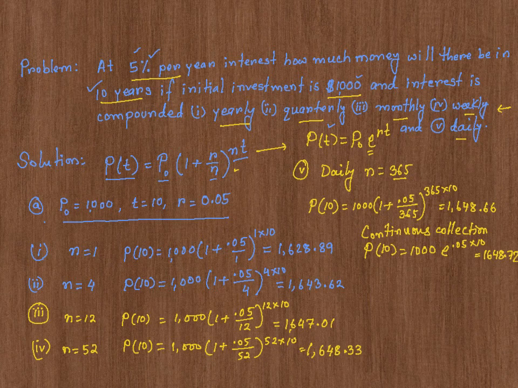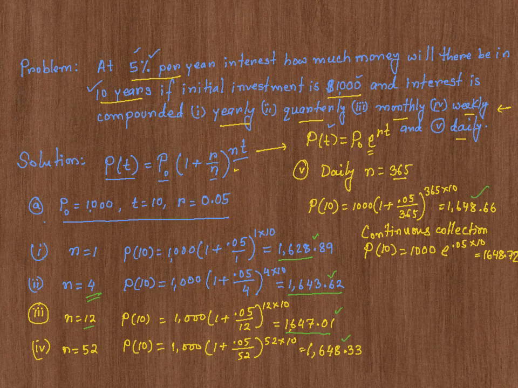Now let me go ahead and summarize everything and put things in perspective. If I collect interest yearly, after 10 years I should have 1628.89. If I collect more often, 4 times a year, quarterly, I get slightly more money, 1643.62. If I collect interest once a month, I get 1647.01. See, these numbers are increasing. The more frequently you collect interest, the more money you will get. If you collect weekly, it's going to be about 1648. If you collect daily interest, after 10 years, you're going to have 1648.66 in the account.